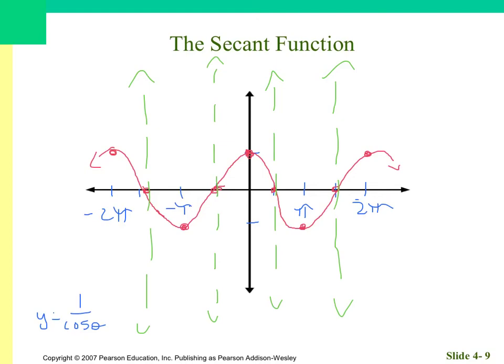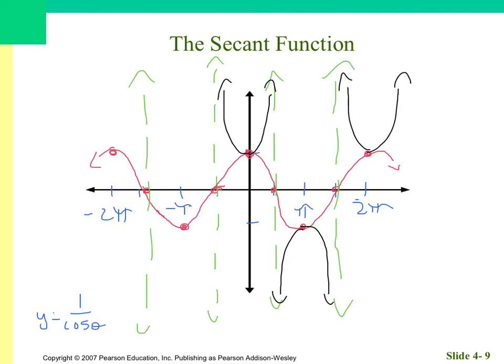Now, here's the thing. Anytime you see this, think about these. What happens for the secant is, at the cosine maximum value, you just make a parabola that goes up. So there is the secant one. Okay?